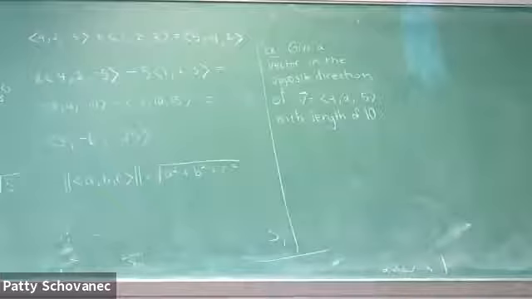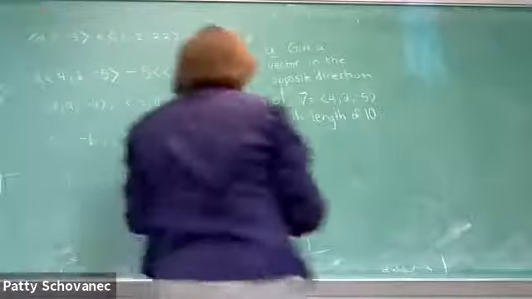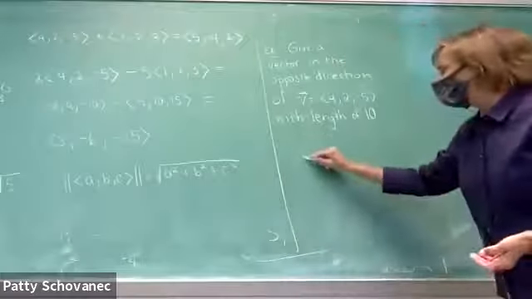Given any vector, how do you find a unit vector of that same direction? Divide each component by the magnitude. So if I divide each component by 3 square root of 5, I get a vector of length 1. Now I want to turn it around, so I change the sign. And now I want to make it length 10, so I multiply it by 10. How's that sound?